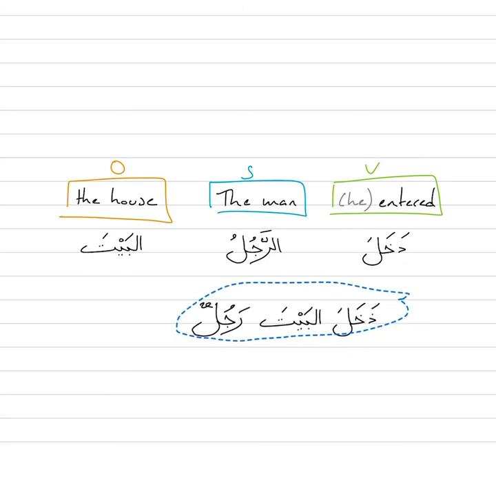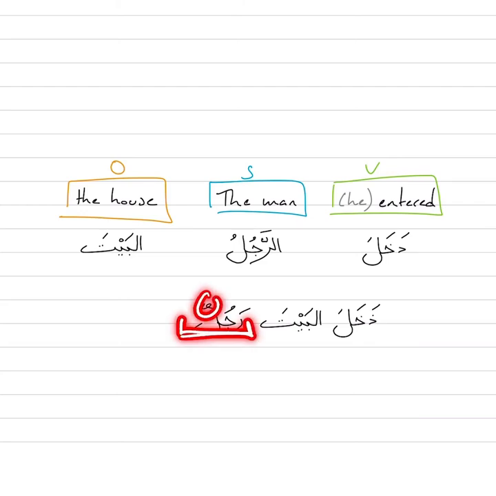dakhala al-bayta rajulun, yeah? So even though this is the subject, because it's indefinite, it comes after the object, which has gone in front because it's definite.